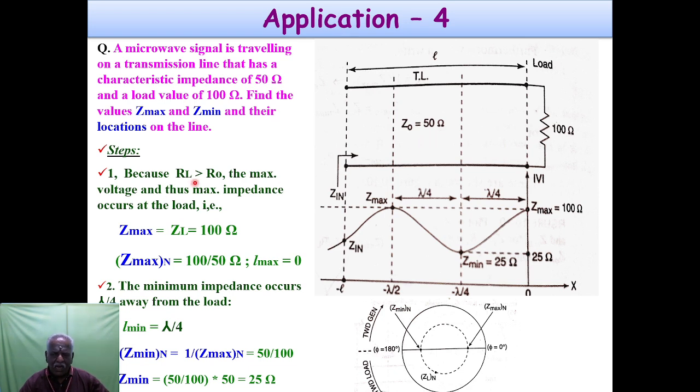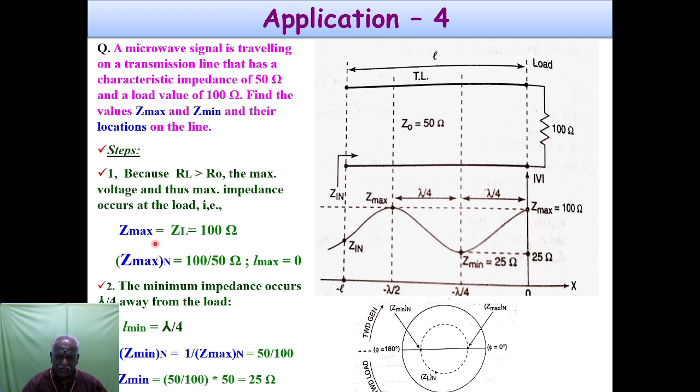Because RL is greater than R0, the maximum voltage and thus the maximum impedance occurs at the load itself. So at the load point you are getting the maximum. This we have already proved during the mathematical calculations. Z maximum is equal to ZL, which is equal to 100 ohms in this case, because ZL is greater than Z0.